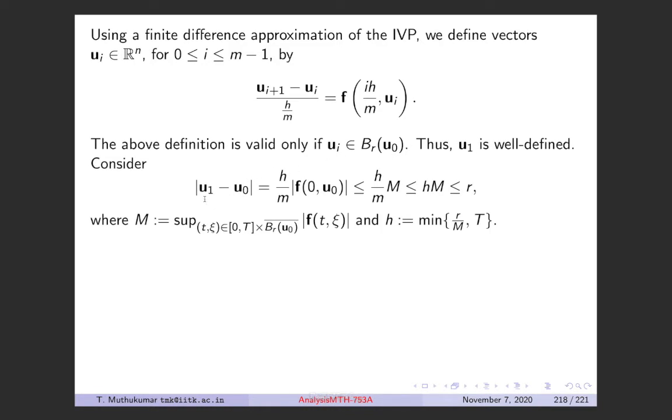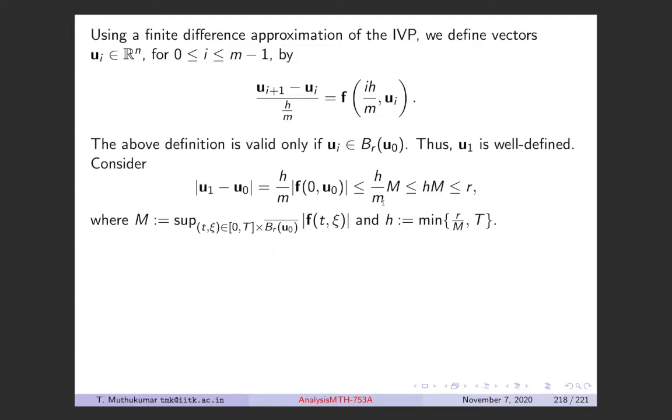So we look at the distance u1 minus u0. By definition, from this equation, u1 minus u0 is h over m multiplied by f of 0 comma u0. So u1 minus u0 by this definition is this. This is less than or equal to the supremum of f in the entire domain. This capital M is the norm of f in this domain. So this is less than or equal to h over m times capital M.